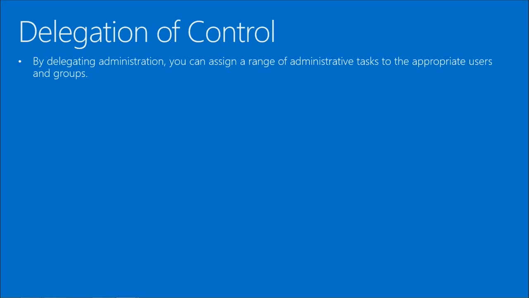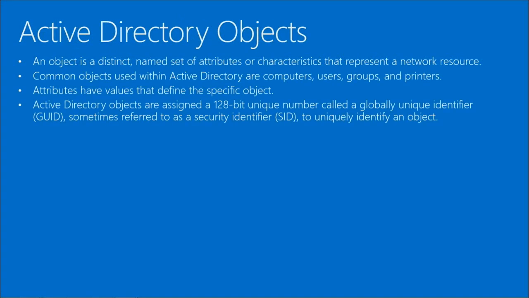Delegation of control. So we've talked a bit about the hierarchical nature of Active Directory and the ability to delegate control of certain areas or delegate administration of certain areas within Active Directory to appropriate users. Active Directory objects, we've talked about this a little bit. This is a distinct set of attributes associated with an object, a user object, a printer object, a computer object, represents a network resource of some kind.